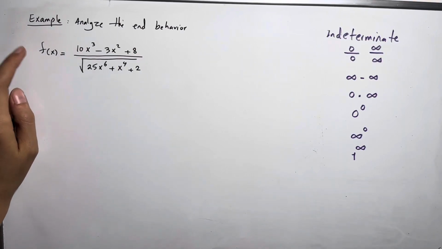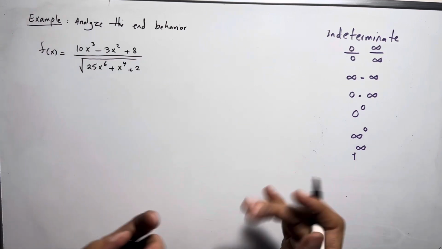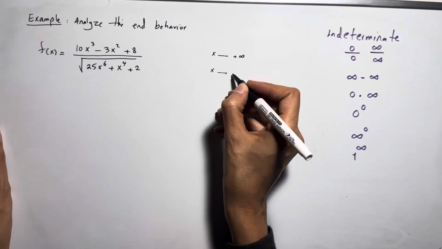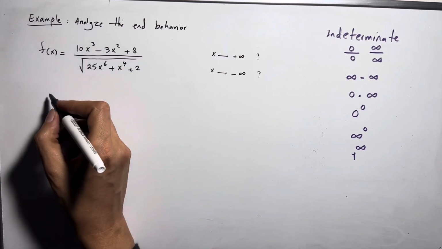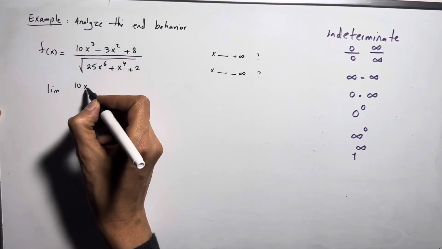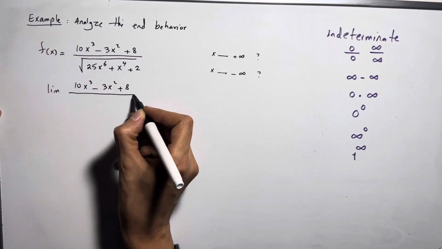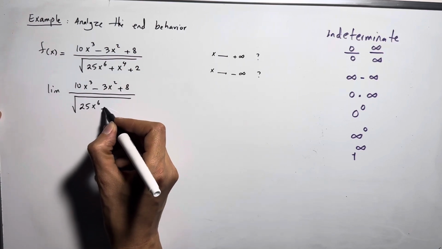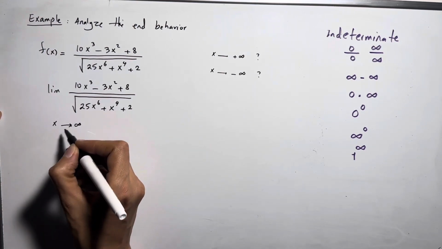The question says analyze the end behavior of the following function. It means that we need to find the limit as x goes to positive infinity and x goes to negative infinity. So let's calculate each one of these limits separately. The limit of 10x cubed minus 3x squared plus 8 divided by the square root of 25x to the 6th plus x to the 4th plus 2 as x goes to positive infinity.